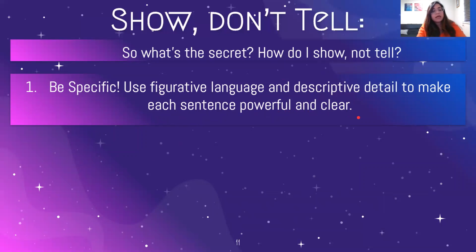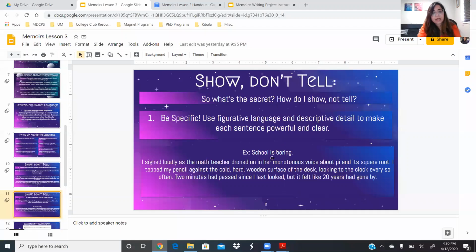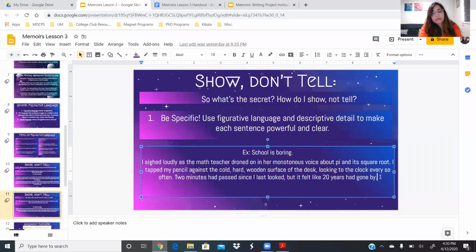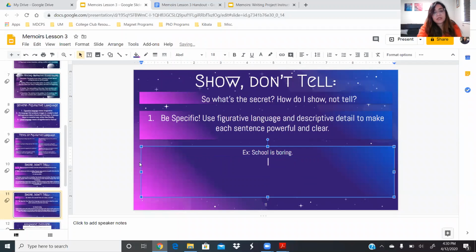And so I'm going to exit out of here because I have an example for you guys, right? And so the way that I'm going to do this is I'm going to give you the example. School is boring. And I'm going to walk you through it step by step on how I would turn this into a showing sentence. So, school is boring. That's great. That's good to know. But why is it boring? Show me why it's boring, right? Don't just tell me.